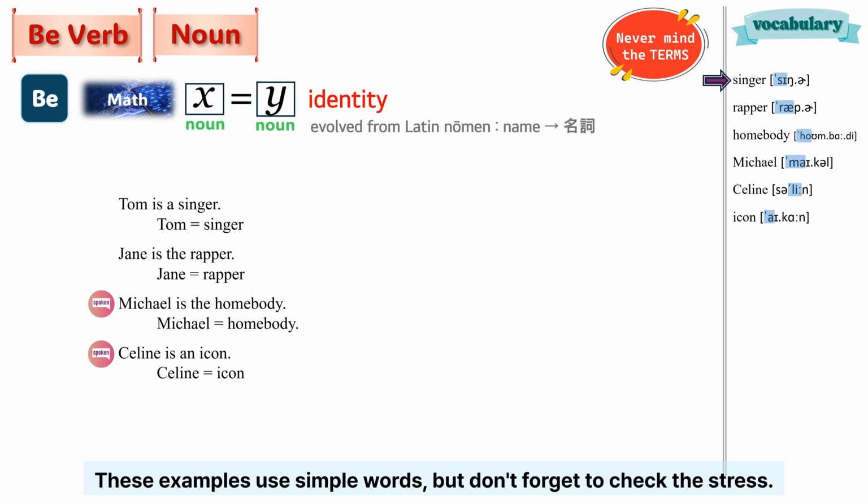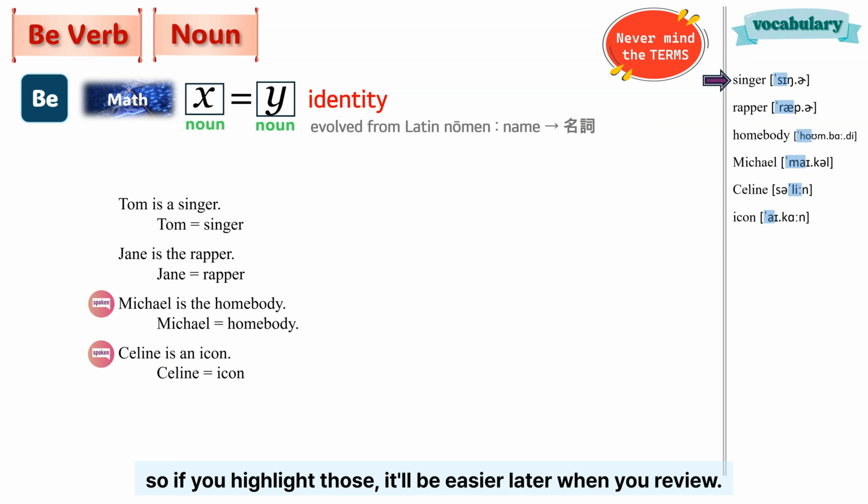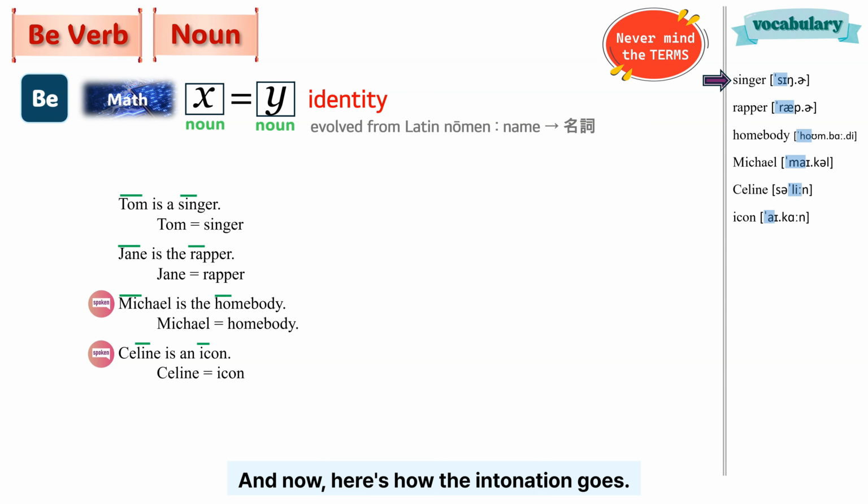These examples use simple words, but don't forget to check the stress. Even people's names have stress. In your class materials, the stress marks are written on the right-hand side, so if you highlight those, it'll be easier later when you review. And now, here's how the intonation goes. Let's listen. Tom is a singer. Jane is the rapper. Michael is the homebody.